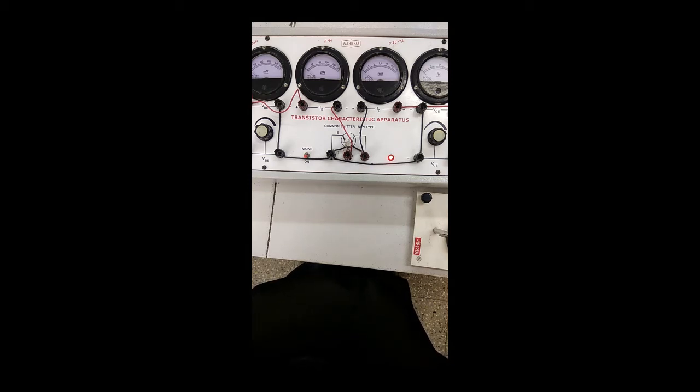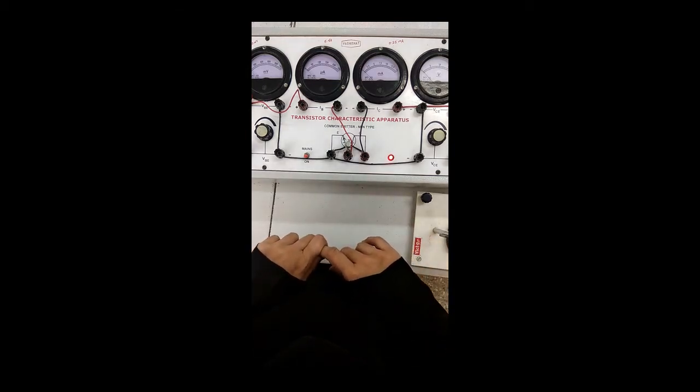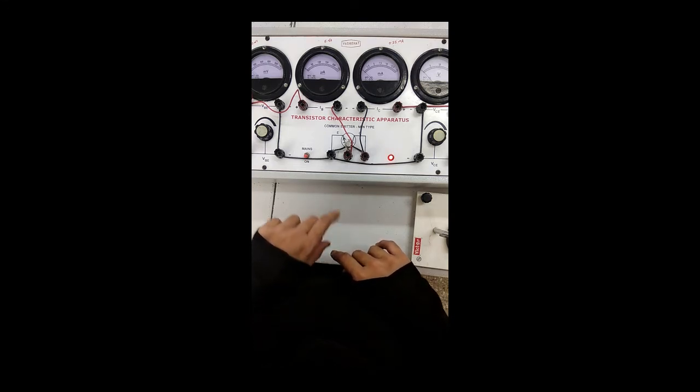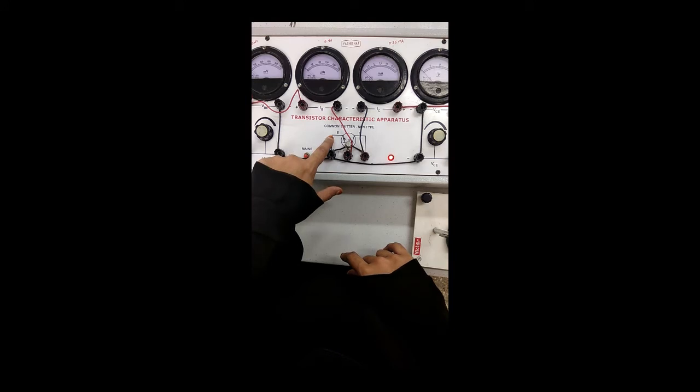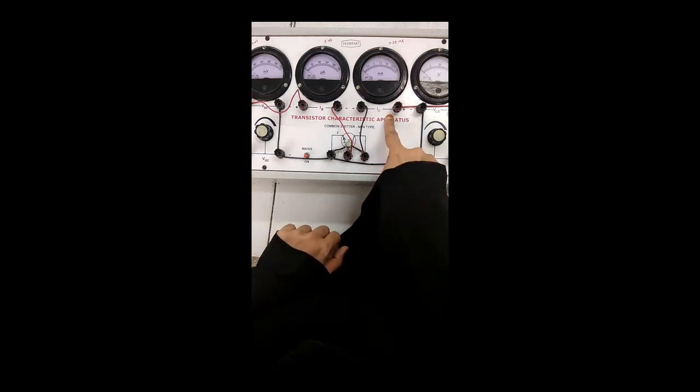Today I will explain the practical on transistor characteristic. A common emitter configuration is used to study the transistor characteristic. As you can see, the emitter terminal is common. Input terminal is the base terminal and output terminal is the collector terminal.